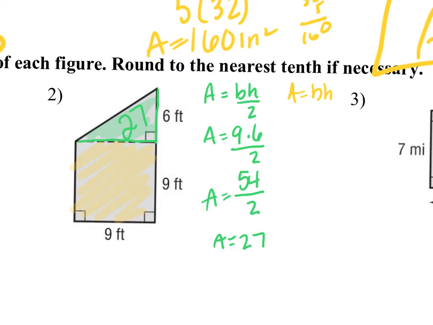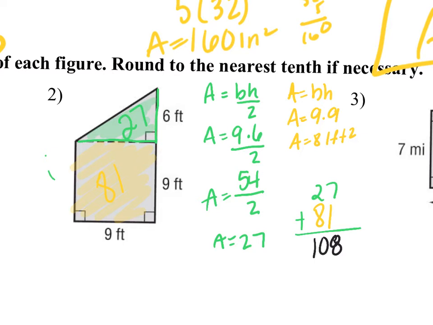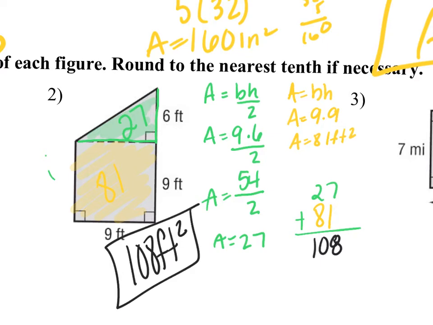Okay, not too bad, right? Now we've got to find the yellow figure. The base is 9. The height is 9. 9 times 9 is 81. 81 feet squared. So now I would add 27 and 81 together, and I would get 108. So the area of this figure is 108 feet squared because it's area.